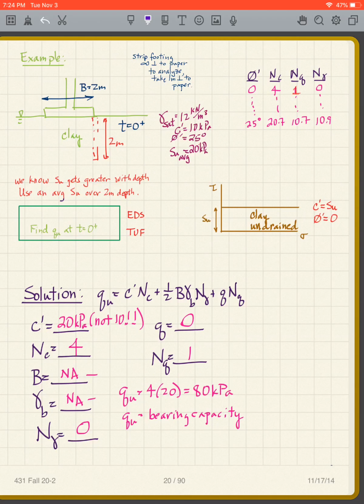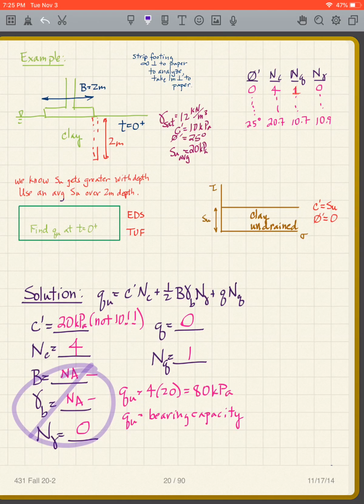Okay, so now notice if N gamma is 0, I'm looking at this term here. In other words, the way you need to look at this, there are 3 terms, 1 term, 2 terms, 3 terms, separated by plus signs. So I'm looking at my second term here. Well, if N gamma is 0, then I don't need anything here. That whole term is 0. So this whole thing is 0 if this is 0. So I'm going to write NA, not applicable, for B and gamma B. So we can skip those. So, in a sense, those sort of disappear.